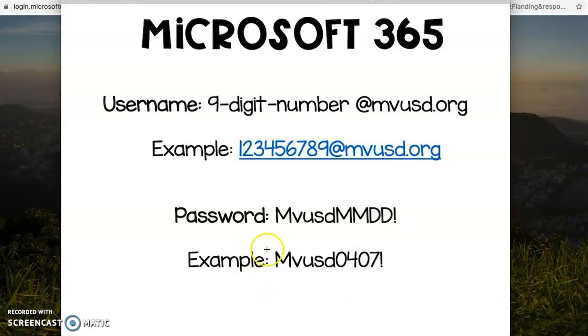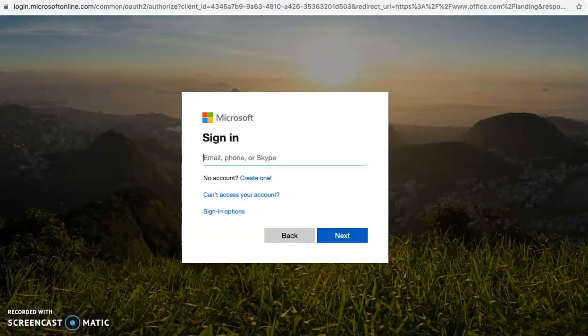@mvusd.org. Their password is capital M followed by VUSD with your child's birth month as 2 digits, birth date as 2 digits, followed by an exclamation point, and there are no spaces included in that. So the example below, capital M VUSD 0407 exclamation point. So please feel free to again take a screenshot of that to save it as reference.